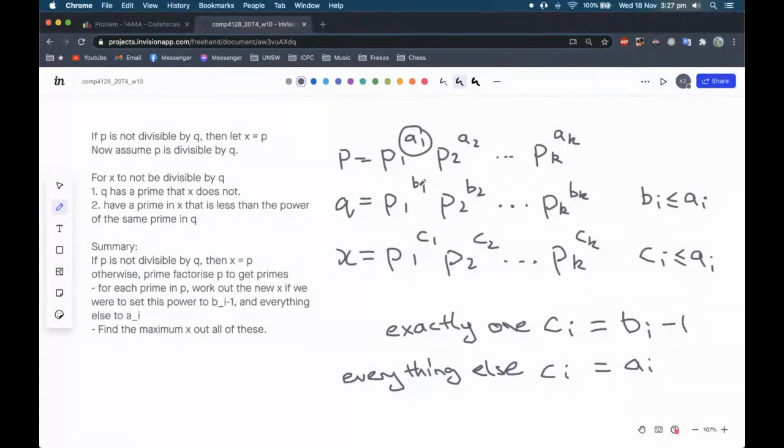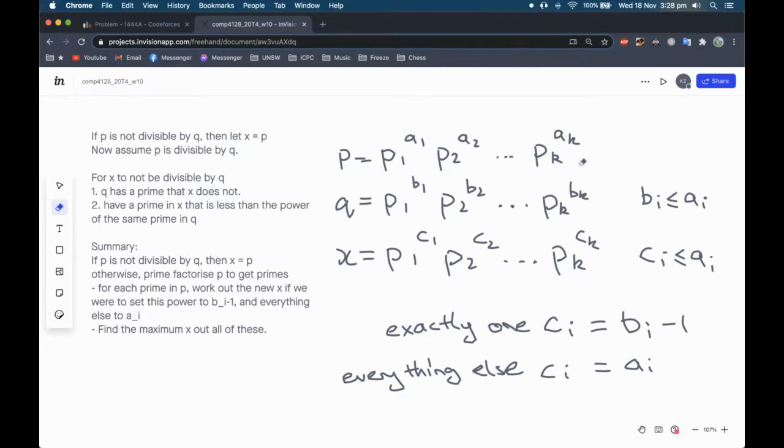the difference in power between A1 and B1 might be very, very large. For example, let's assume that A1 is like 1,000, and this one is only like 2, and then we set this to 1. That would mean that to get x from P, we would have to divide by this small prime to the power of 999. That's going to be very large. Whereas maybe if we had a larger prime where the difference was a bit smaller, then we wouldn't have to divide P by such a large amount. So we do actually have to consider all primes.